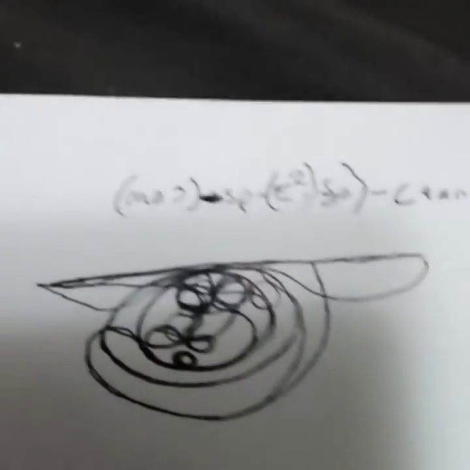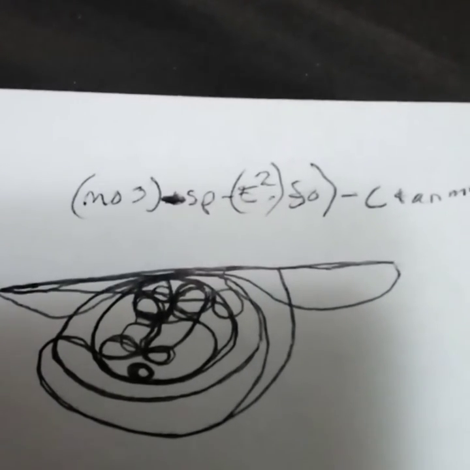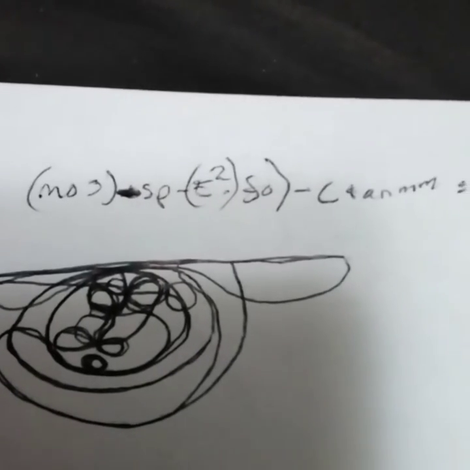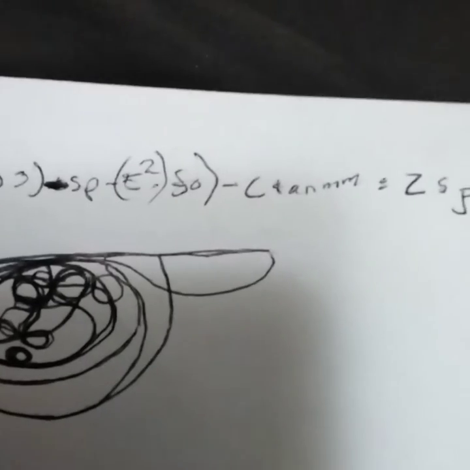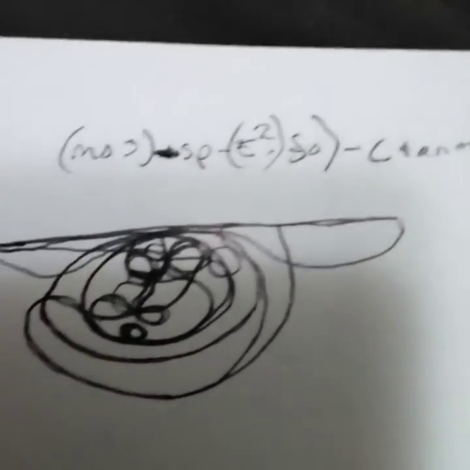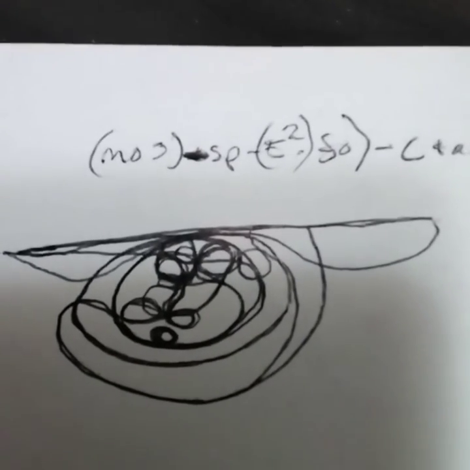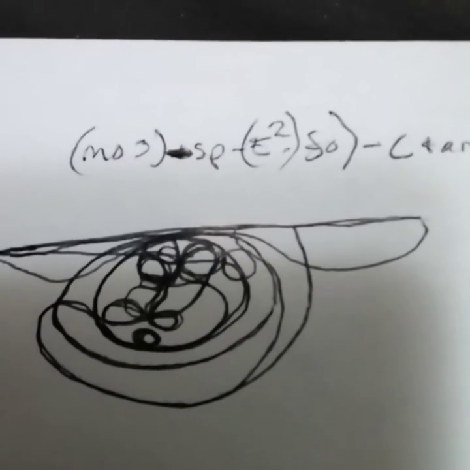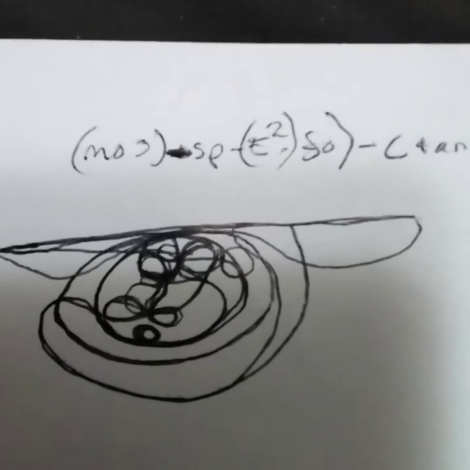So this is the equation. Motion 3 minus speed minus e squared times volume minus c plus angular momentum, and it equals z spatial field. This isn't the picture that it's supposed to be, but I'm not going to show you the picture that it's supposed to be for personal reasons. I'm sure you can guess what the picture would look like.